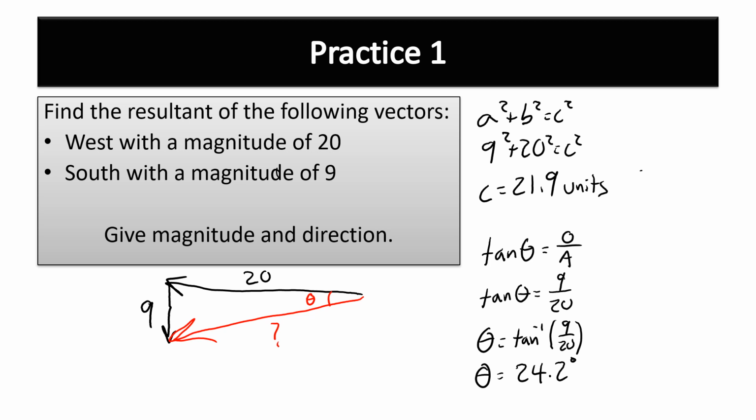The magnitude and direction of the resultant is 21.9 units, 24.2 degrees, and we're going this many degrees south of west. All right. West of south would be this way. If this is south, this many degrees west of the southern direction would be a different angle. So south of west is different from west of south.